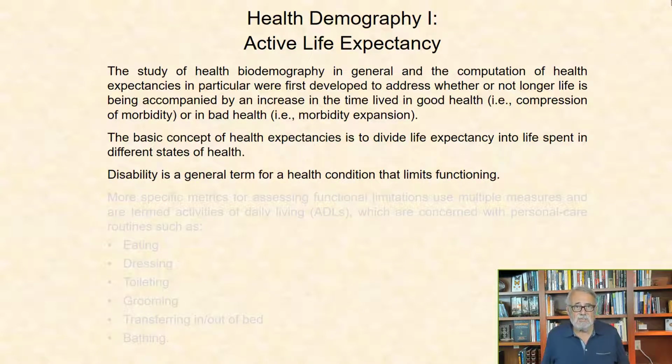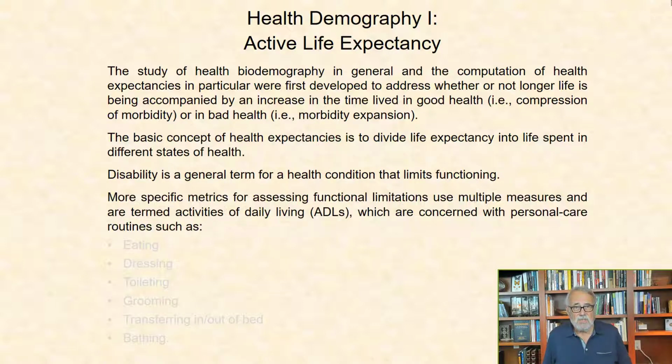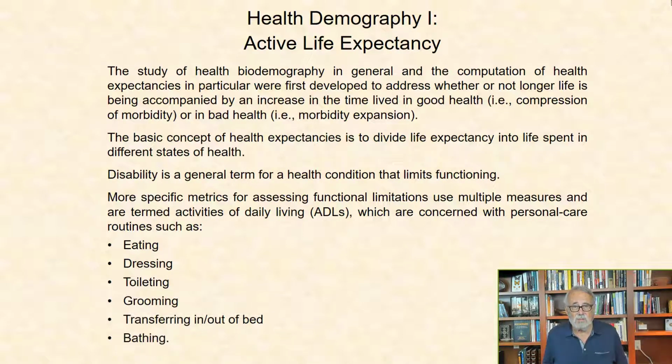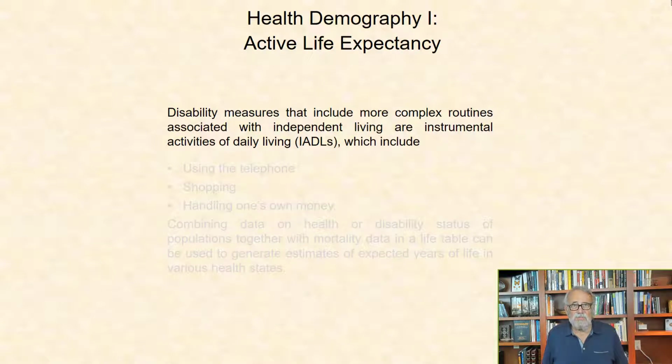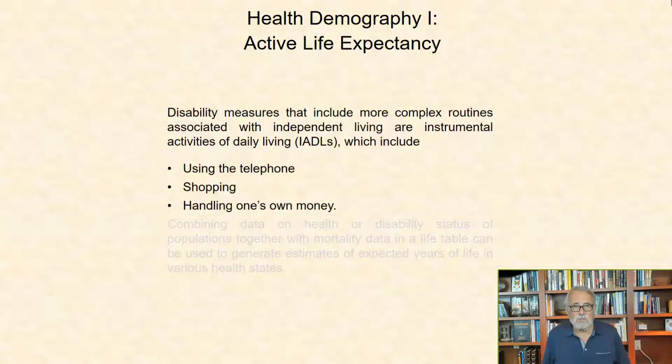Disability is a general term for a health condition that limits functioning. More specific metrics for assessing functional limitation use multiple measures and are termed activities of daily living, that is ADLs, which are concerned with personal care routines such as eating, dressing, toileting, grooming, transferring in and out of bed, and bathing. Disability measures that include more complex routines associated with independent living are instrumental activities of daily living, IADLs, which include using the telephone, shopping, and handling one's own money.